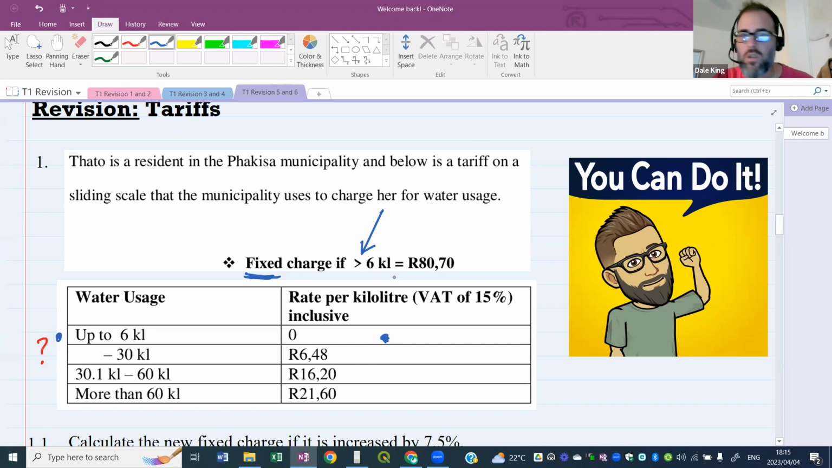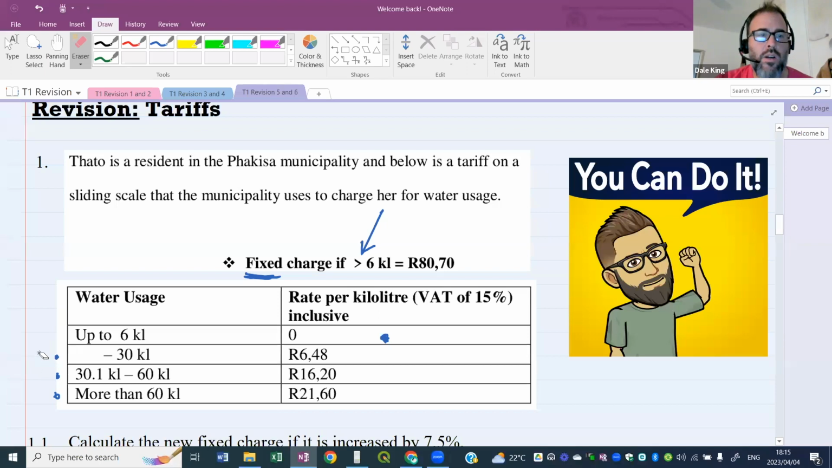No matter how much water you use above 6 kiloliters, you're paying this charge. If you use 1 drop of water above 6, it doesn't matter. You're paying this 80 Rand 70. So for every single row, if we go to the table on the left-hand side now, every single row after 6, you're paying this charge.